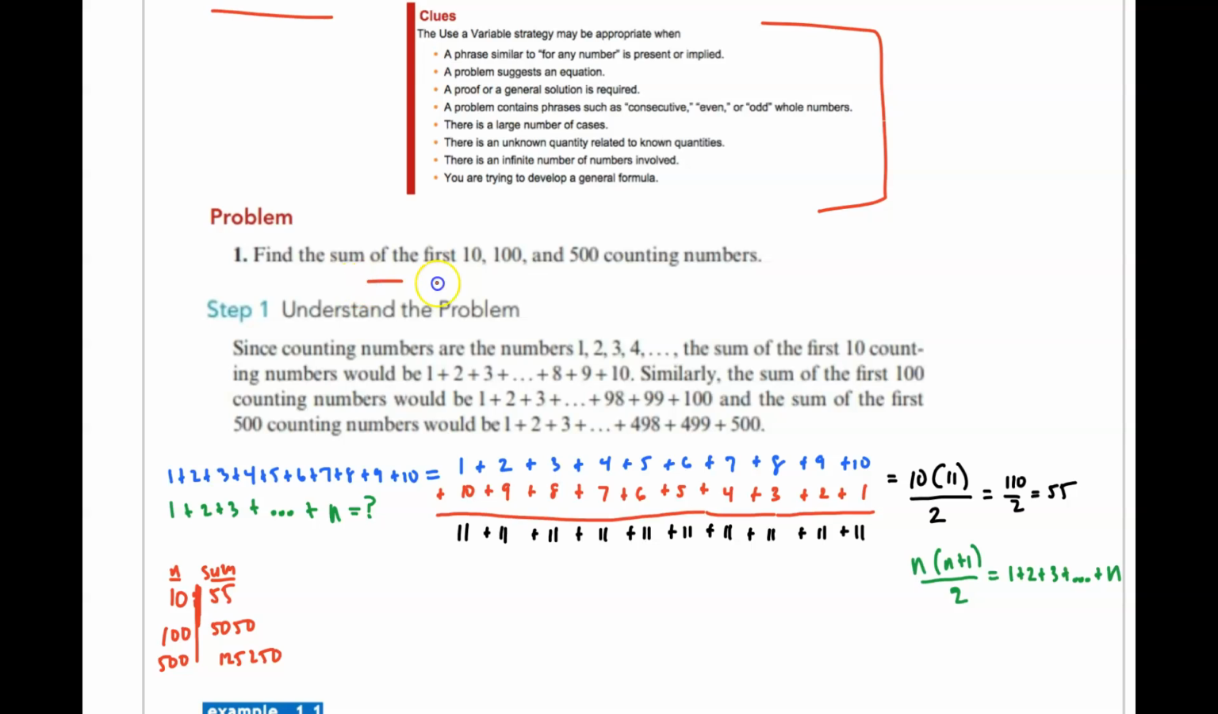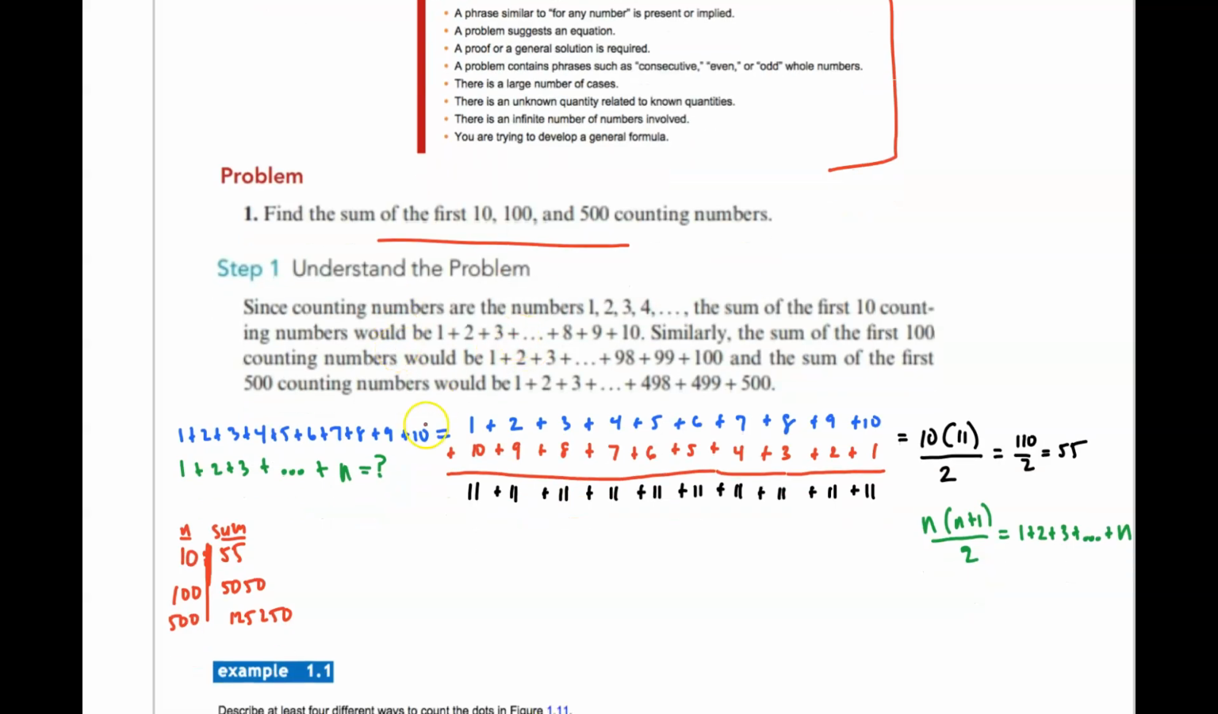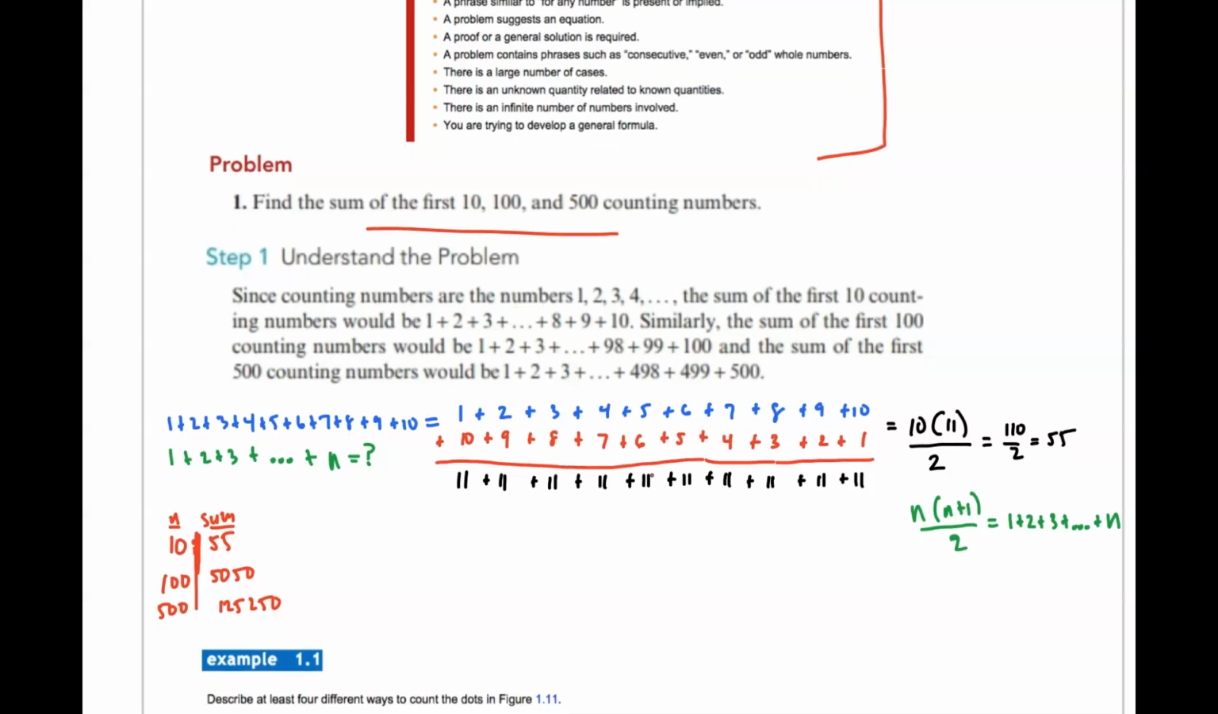And so this is a very classic problem. Find the sum of the first 10 numbers, 100, 500. In general, find the sum of the first n numbers. Like, what's the sum if you add these numbers together? This is kind of tricky, it's not always obvious why we would do this, but it's a classic problem in mathematics.